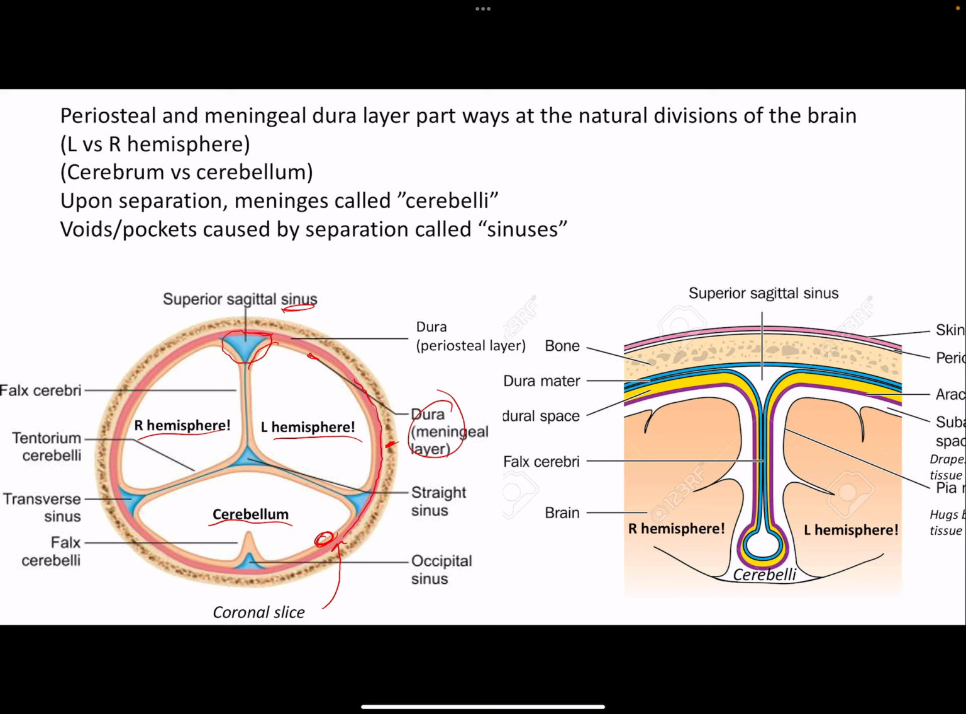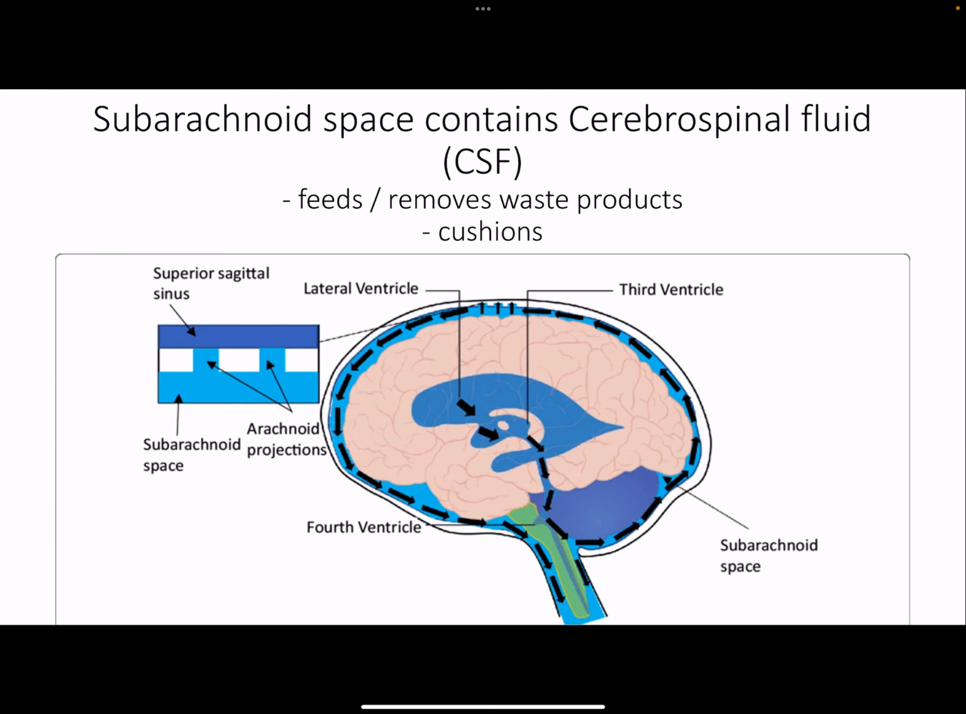Now, during these separations, this little area here is actually shown a little bit more closely here. These are known as cerebelli or cerebri, but this is where we're seeing the pia mater and the arachnoid mater and the meningeal dura all sort of coming together. Again, completely natural division of the brain. We mentioned the subarachnoid space contains cerebrospinal fluid. Its purpose is to feed the tissue, to remove waste from the tissue, and to cushion the very delicate brain. I would also note that the subarachnoid space containing the cerebrospinal fluid ultimately is going to dump into these sinuses. A lot of things are going to just dump into these sinuses.